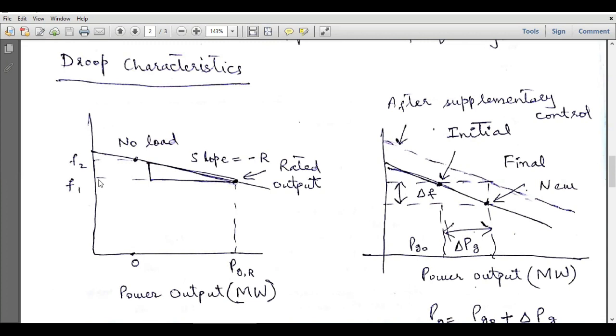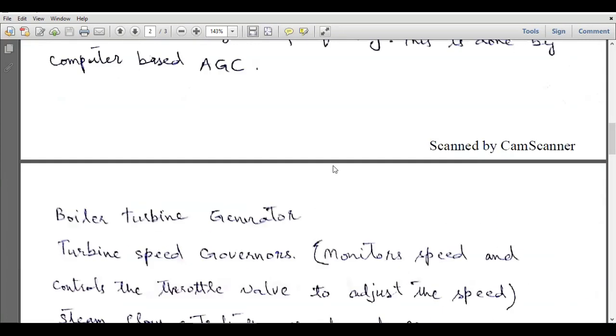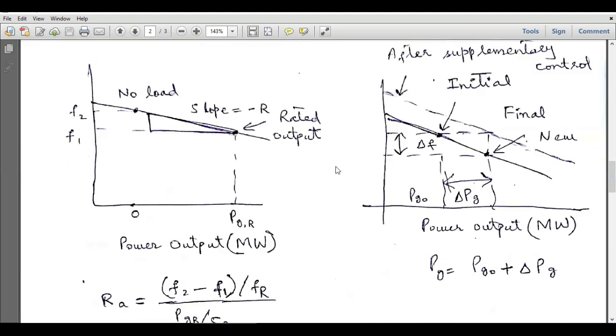And at rated power, the frequency is equal to F1, such that F1 is smaller than F2, and we have a decreasing droop characteristic curve, right? And the slope of this curve is negative since this is a decaying frequency curve, and the slope is equal to minus R, right? So whenever we increase the load, the frequency of the output will decrease. And in that case, we have to apply the supplementary control by controlling the throttle valve of the generator.